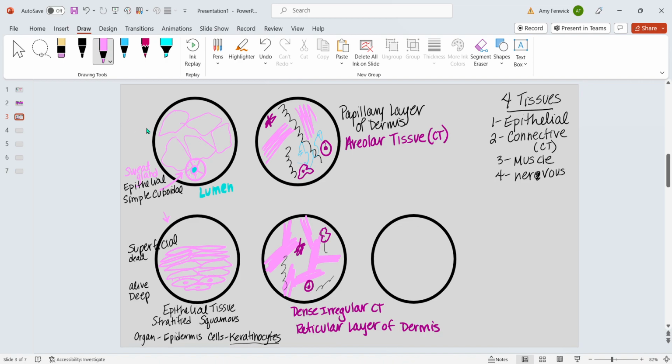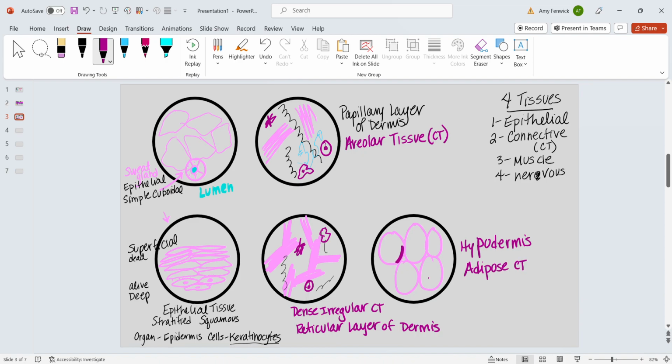Now, this is an easy one. The hypodermis of skin that we said some people consider a layer, some people don't. The hypodermis of skin contains a connective tissue that's called adipose connective tissue.